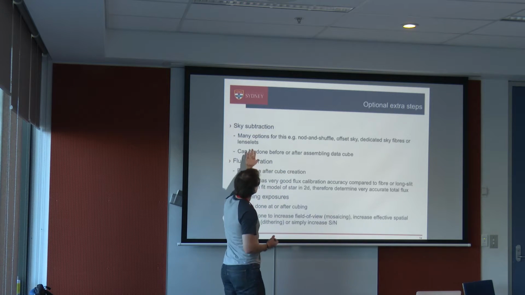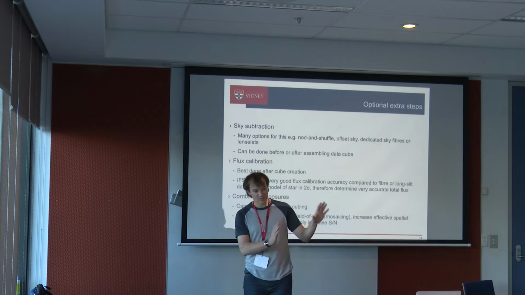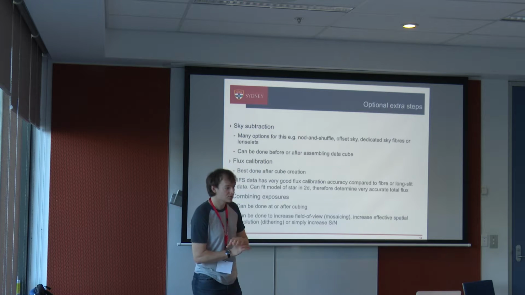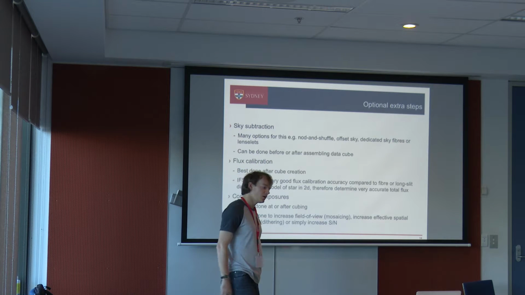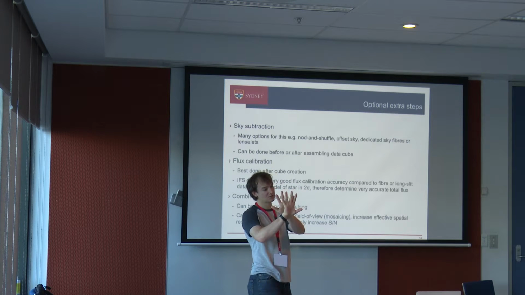I talked a little bit about nod and shuffle, where you observe your target, keep observing, but switch to observing a blank field, so you get simultaneous spectra, and then they're kind of interleaved like that, I guess. You have your object set, you have your sky set, and then you just shift and subtract.